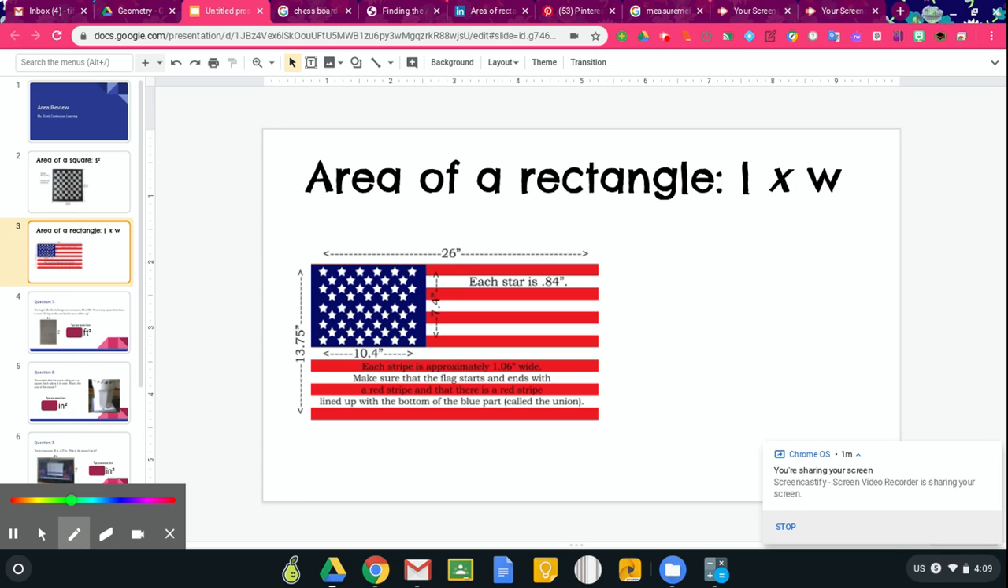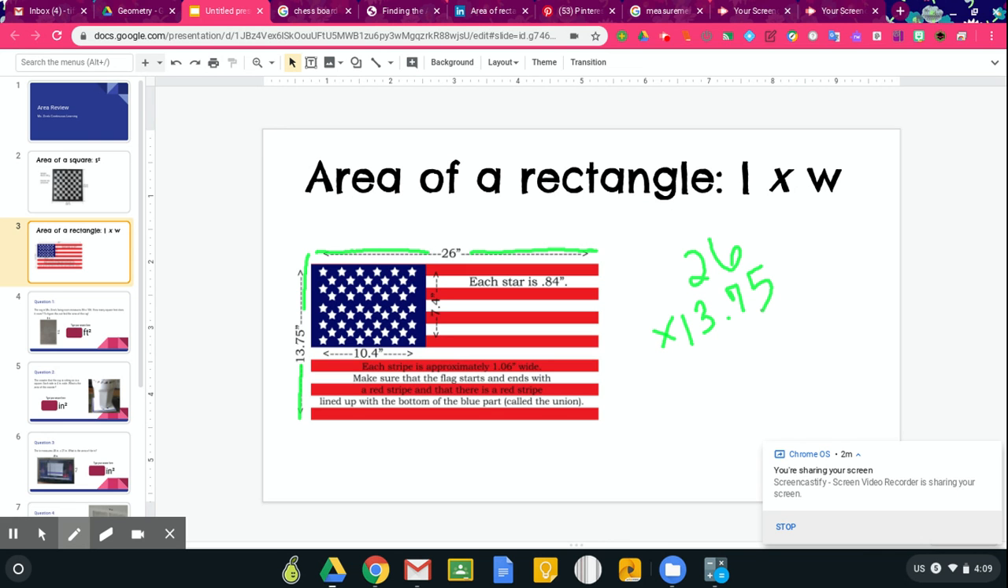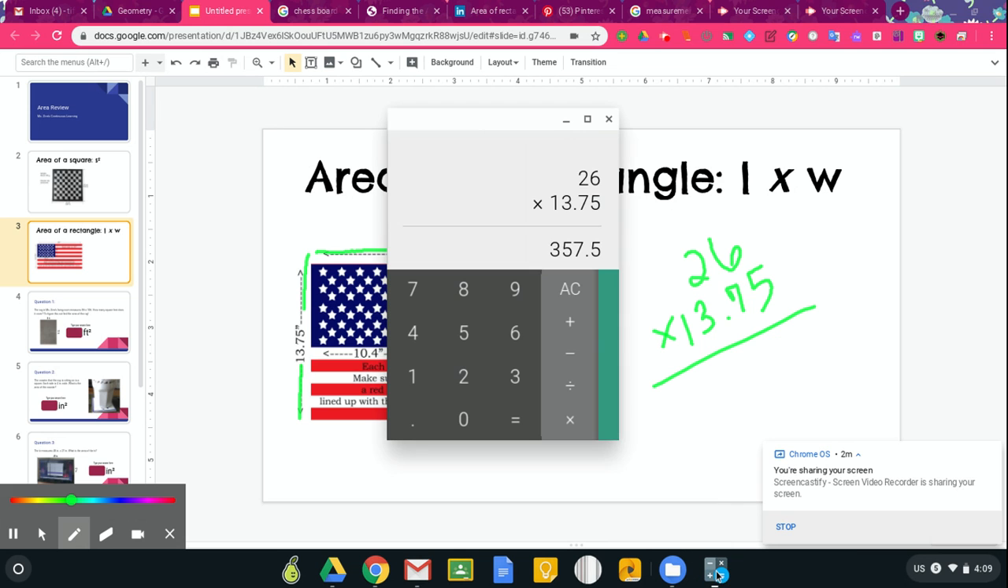So on this one, it says that all the way across the top is 26 inches, and then the side is 13.75 inches. So we actually have a decimal to work with on this one, but you take the length, which was 26, and you're going to multiply it by the width, which was 13.75. I did not do a very good job at lining those numbers up how you would need to multiply, but you guys are allowed to use a calculator on this.